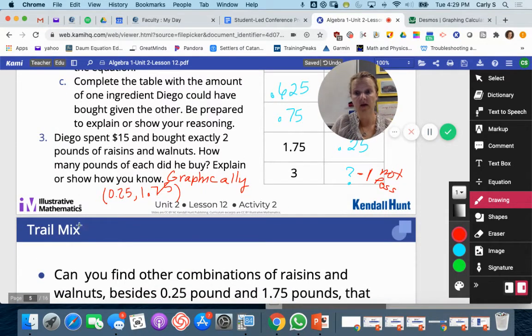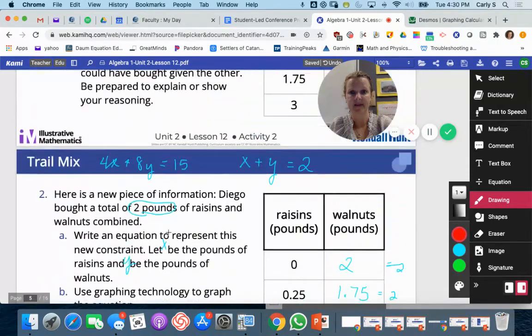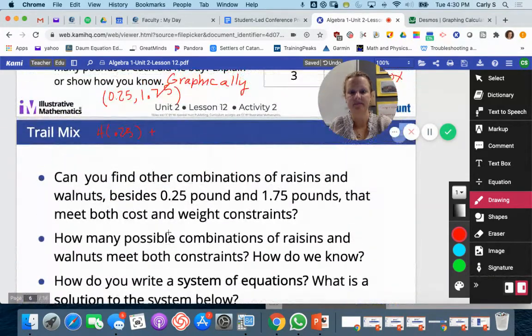Algebraically, I can plug those values into both equations. I have 4 times 0.25 plus 8 times 1.75, and that should equal 15. And it does. And then I should be able to plug that into the other equation, which is just x plus y, and I should get 2. It's the only ordered pair that's going to make both of those equations true statements.